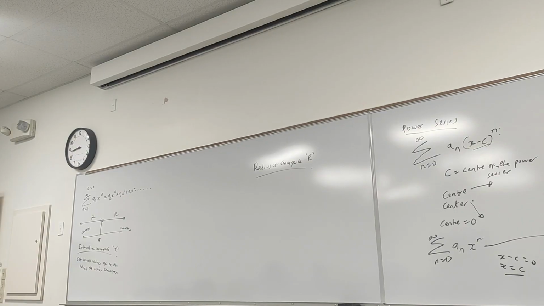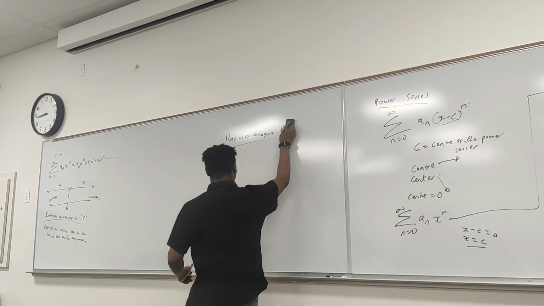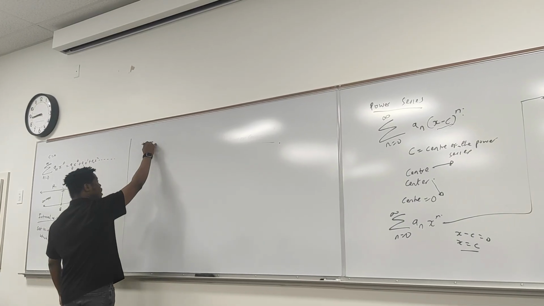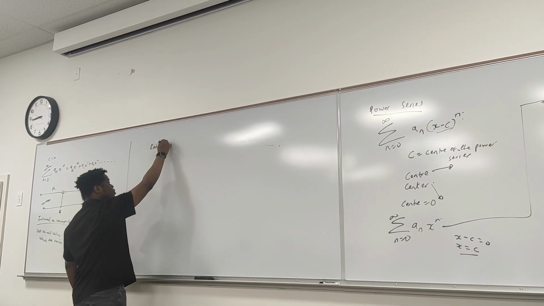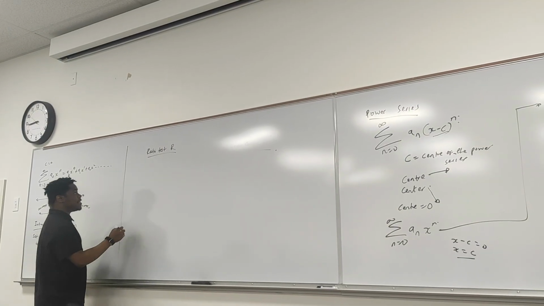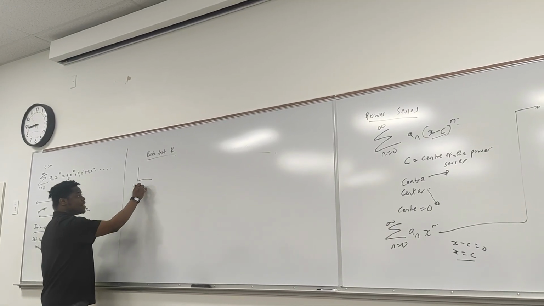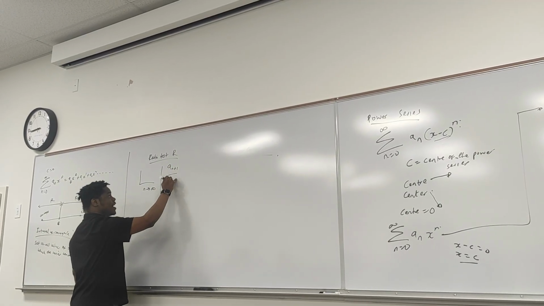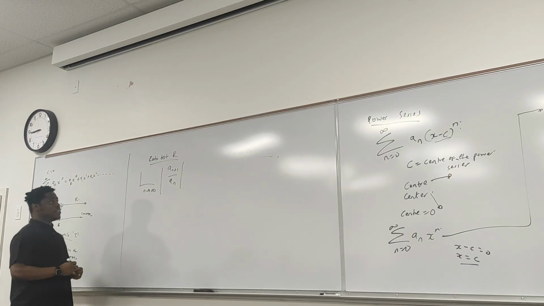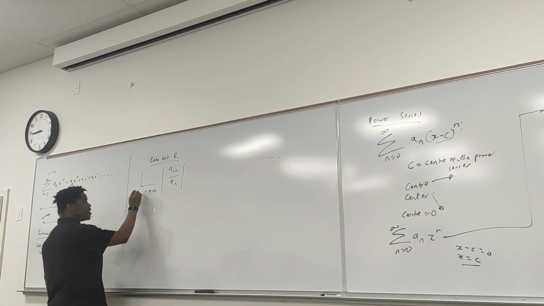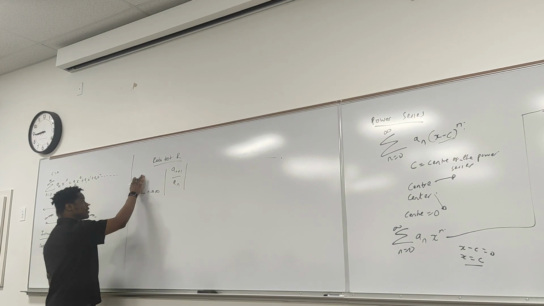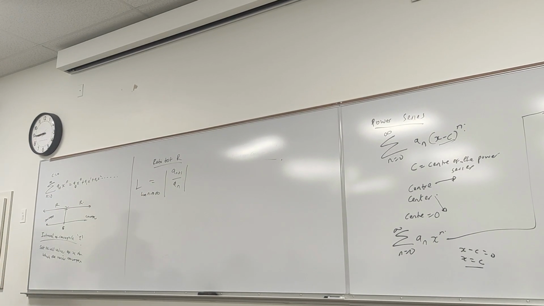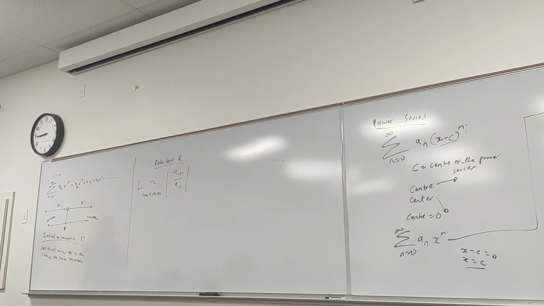So to find the radius of convergence of a power series, we use what is known as the ratio test. The ratio test simply says that L is equal to the limit as n tends to infinity of a_(n+1) over a_n. This is what the ratio test tells us. I'll do some examples.